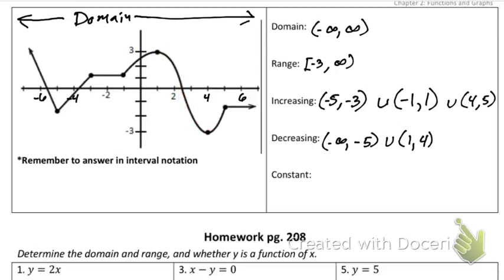All right, where is it constant? I just need one more person to tell me where it's constant. Someone new? Yes, Gabby. -3 to -1. Cool. And I need one more. I missed one, actually. I just saw another one that we need. Someone new. Fatima. 5 to infinity. Perfect.